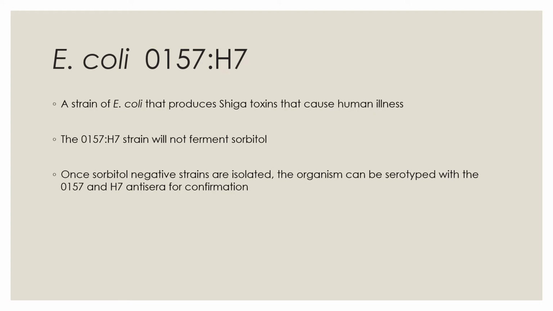E. coli 0157H7 is a specific Shiga toxin producing strain of the EHEC organisms. It is an organism that will not ferment sorbitol, and that becomes important because there's a selective media called McConkey with sorbitol, and it is selective for your enterics, so either E. coli will grow in there, but some are sorbitol fermenters and some are not. And it's your sorbitol non-fermenters that we are concerned might be E. coli 0157H7. Once a sorbitol negative strain is isolated, the organism can then be serotyped with the 0157 and the H7 antisera. This is an agglutination test with specific antisera for the strain of E. coli.